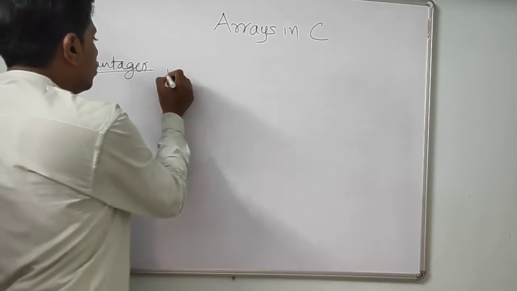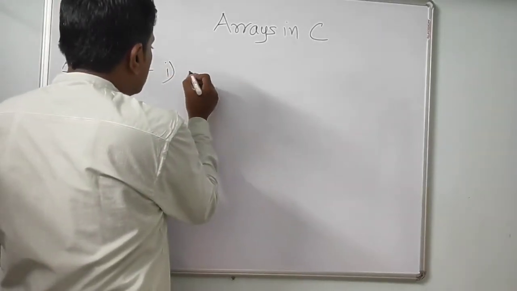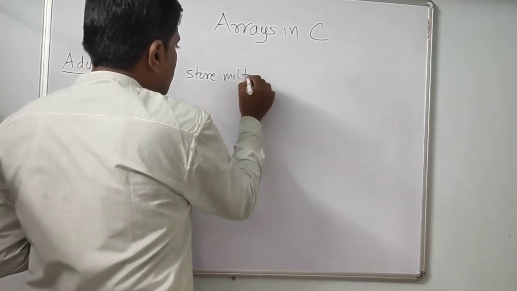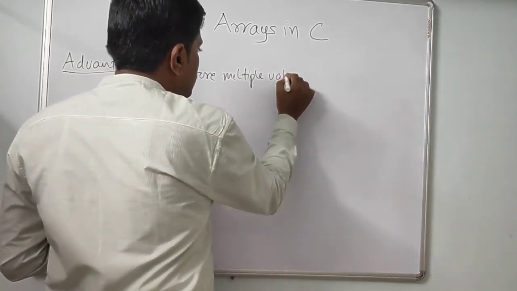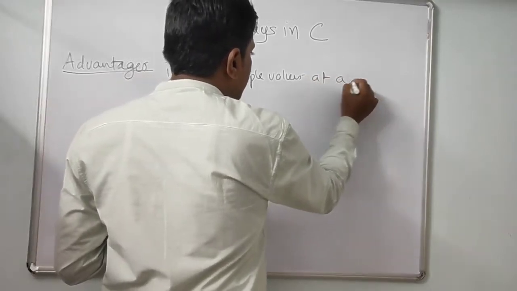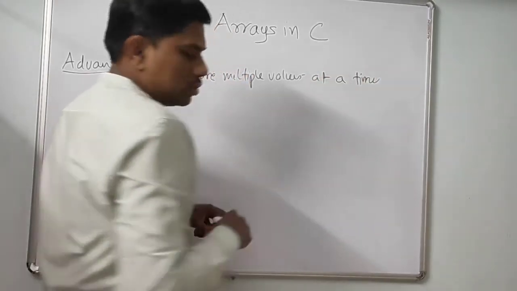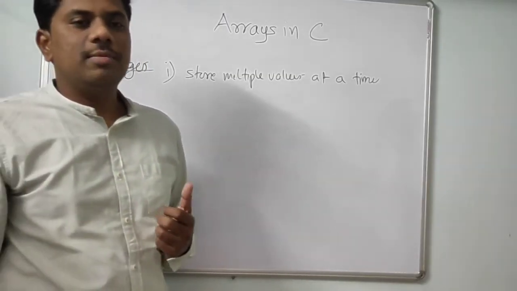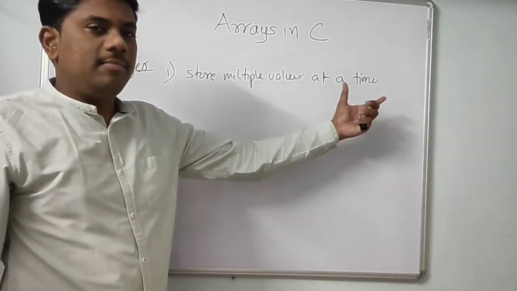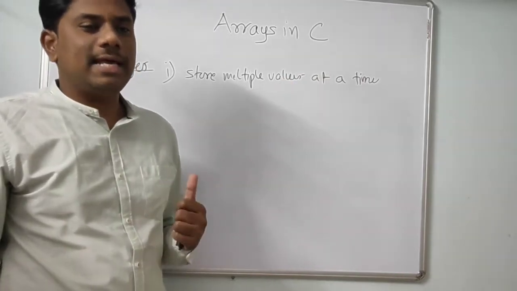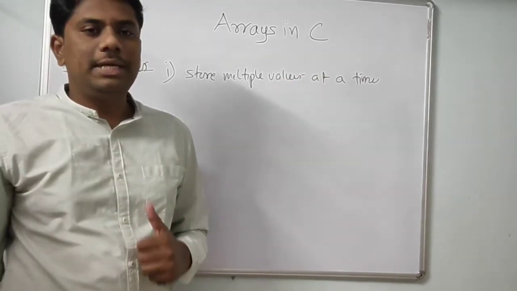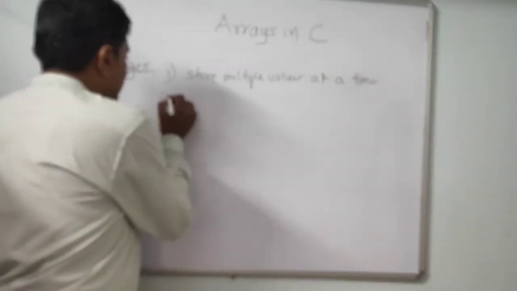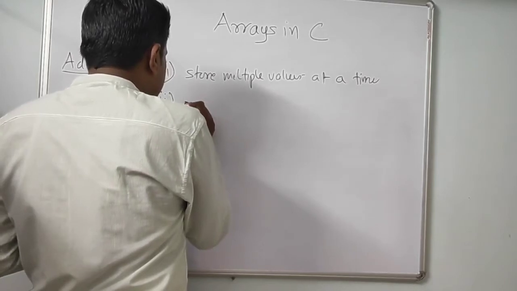So the first advantage we already covered. It allows us to store multiple values at a time. So it overcomes the drawback of a simple variable. A simple variable was unable to hold multiple values at a time. So that drawback is overcome by using an array.